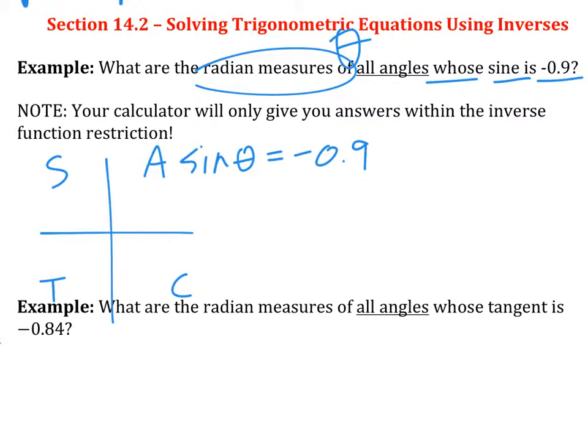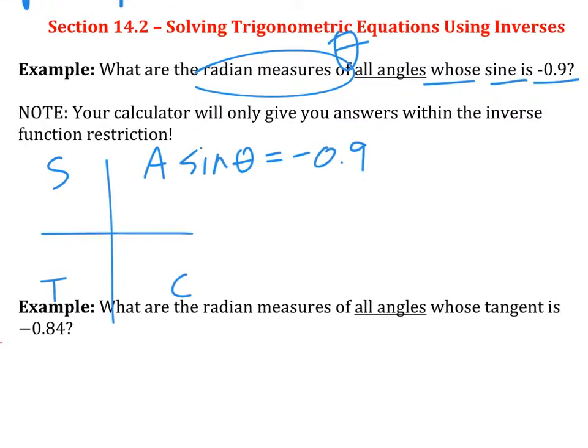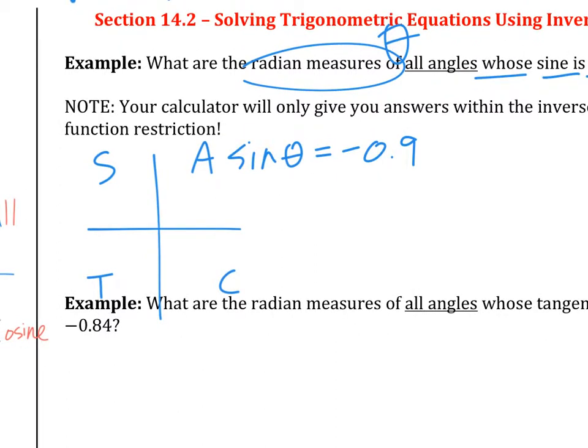Quadrant 1 is where sine is always positive. Quadrant 2, sine is positive. The question is asking for where sine is negative, so it has to be on the bottom. Okay? All right, so the angles are going to be on the bottom. There are two angles on the bottom that are going to give sine negative. So we have to find two angles first.